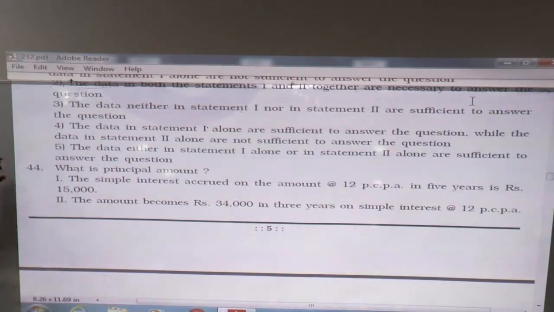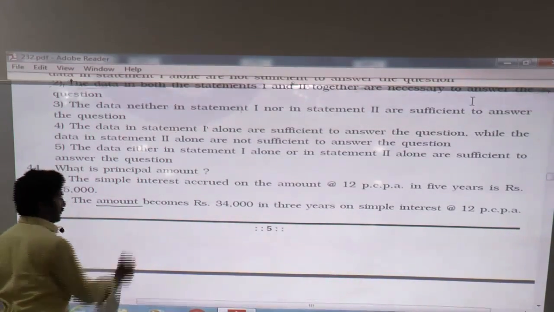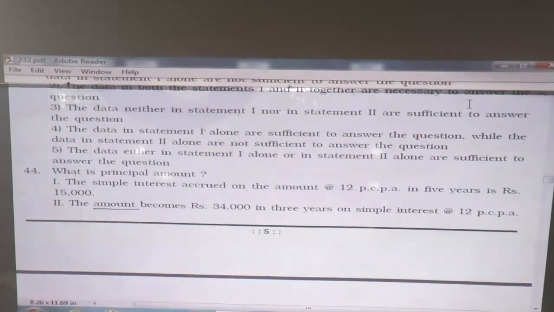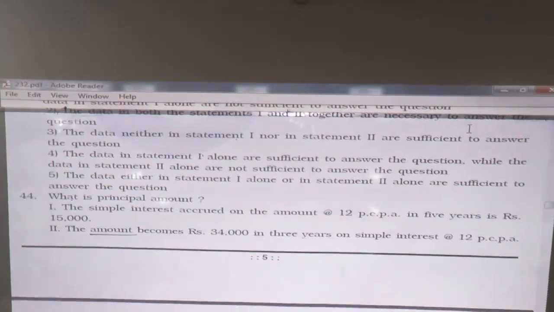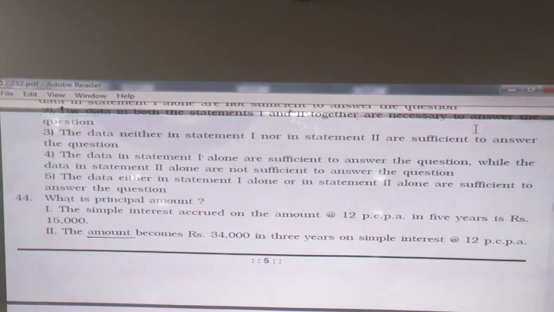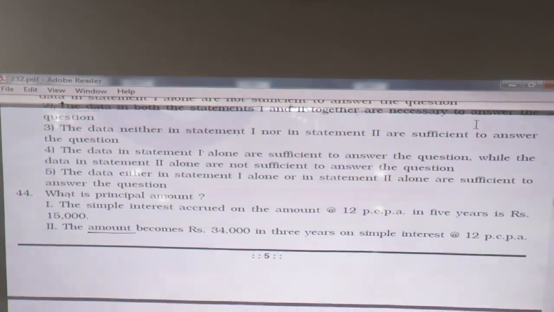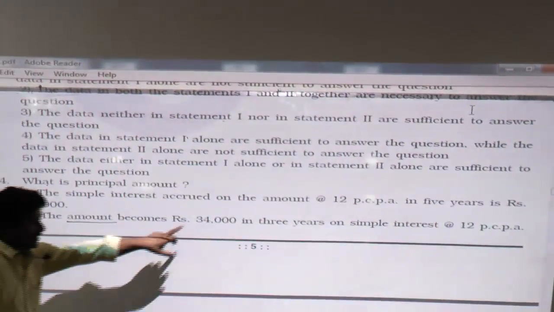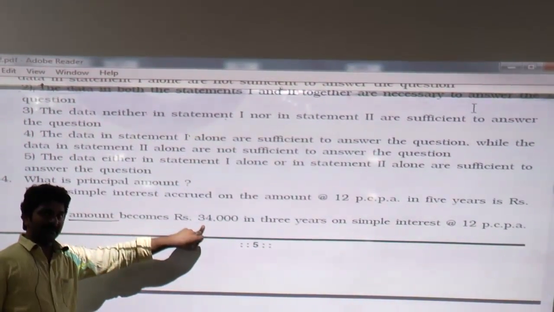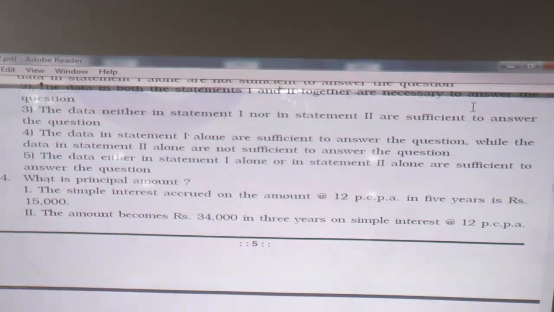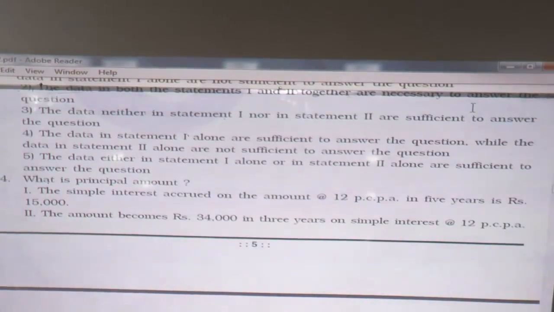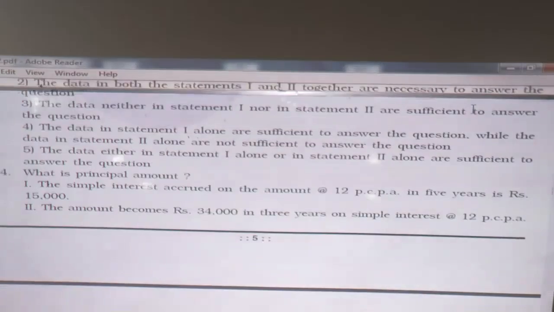Next, 2. The amount, principal plus interest, becomes 34,000 in 3 years on simple interest at 12% per annum. At the rate of 12% per annum in 3 years, you will get 36% interest. Amount becomes 136%. 136% is this much. Can't you calculate 100%? 2 alone is also sufficient. Either 1 alone or 2 alone.